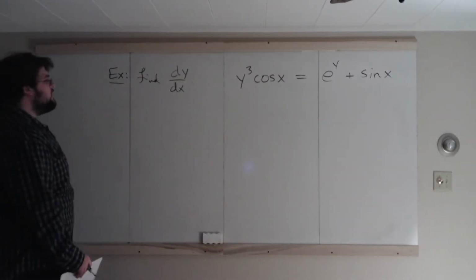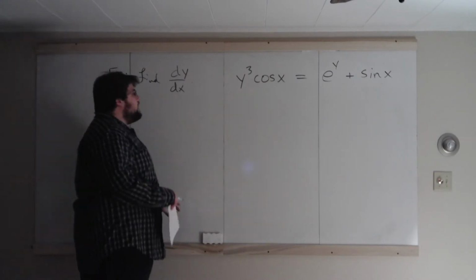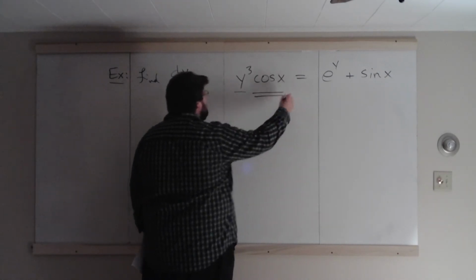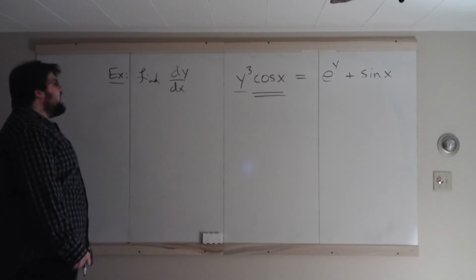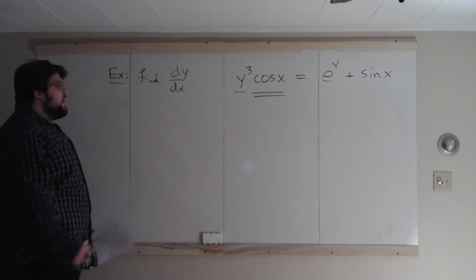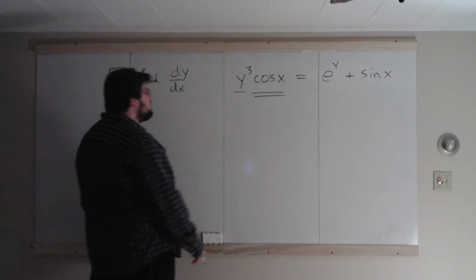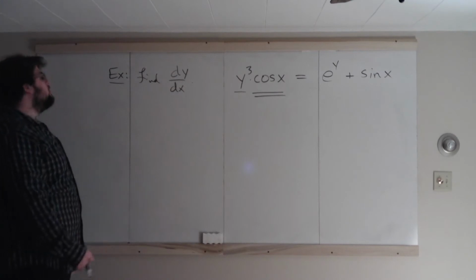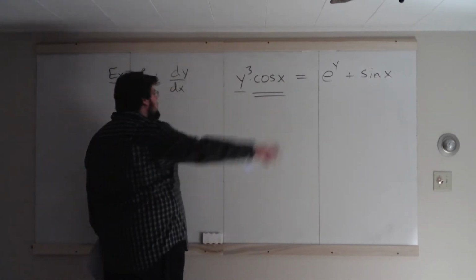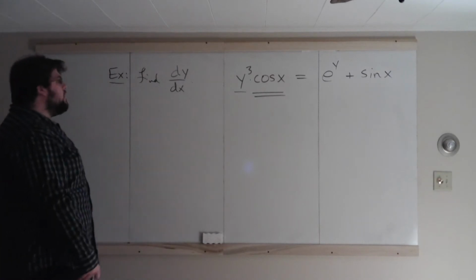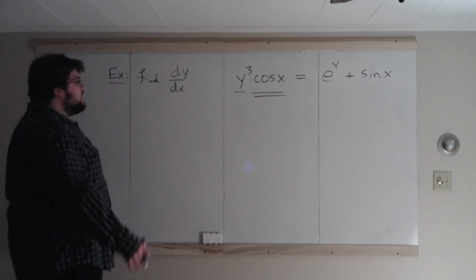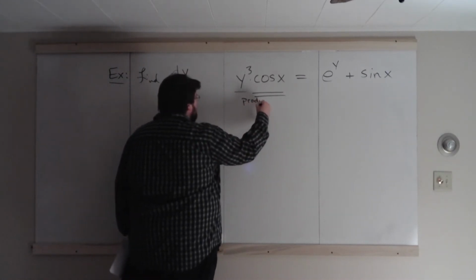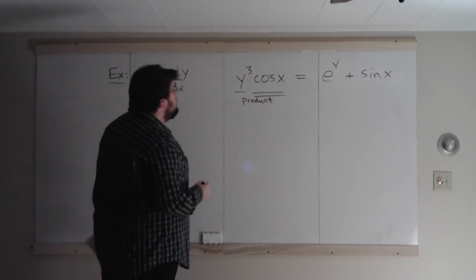Well, we're again going to differentiate implicitly. Differentiate with respect to x. What do we have on the left side? We have a y cubed, and then we have a cosine x, and they're multiplied. So we're going to have to use a product rule. We have two things multiplied. To find their derivative, you have to use the product rule. You can't just say 3y squared dy dx times negative sine x. You have to use the product rule. This is a product.